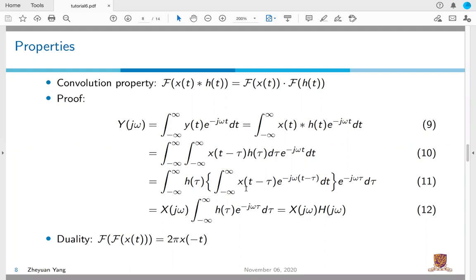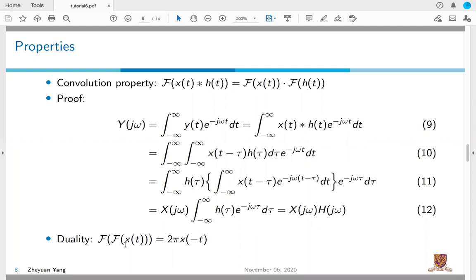Since we can change the terms because h tau is independent of t, we move it here and we use the same trick to express t as t minus tau plus tau and move the e to the minus j omega tau here. So similarly, we change the variable, the inside part is equal to the Fourier transform of x(t) and is equal to capital X(j omega). And the second term is the Fourier transform of h tau or h(t). It is capital H(j omega). So it is the product of the Fourier transform of x(t) and h(t). We prove the convolution property.